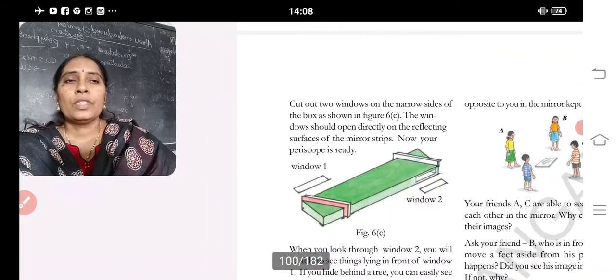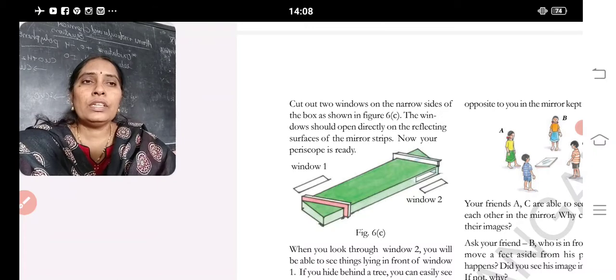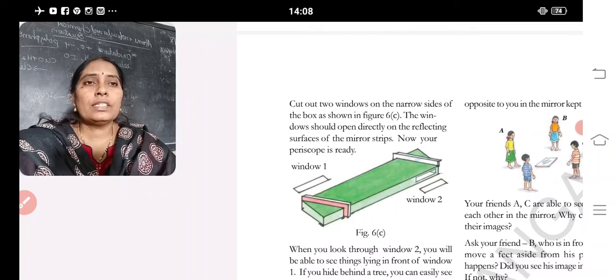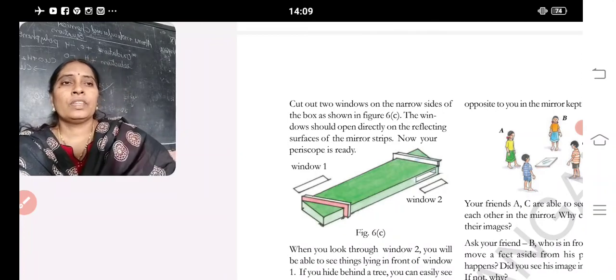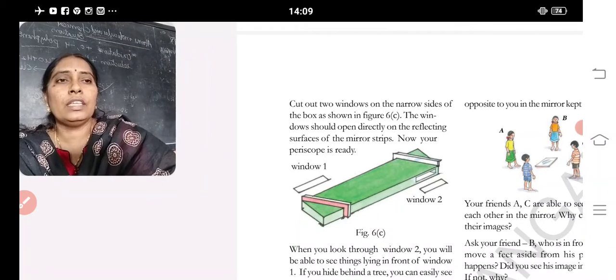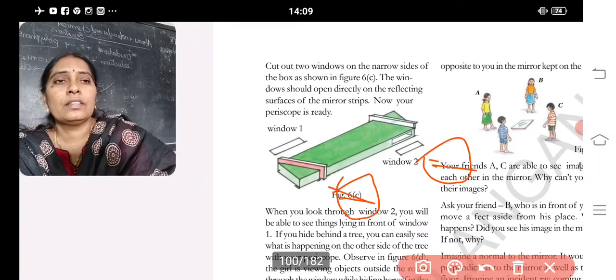That is the concept. Cut two windows to the narrow sides of the box. As shown in the figure 6c, the window should open directly to the reflecting surface of the mirror strip. Now your periscope is ready. You can see that this is one window where they are cutting one side.